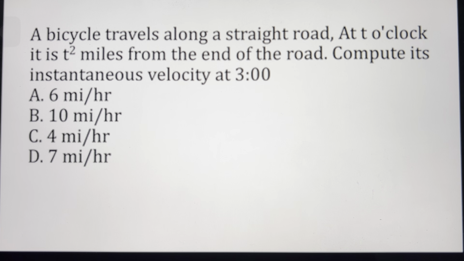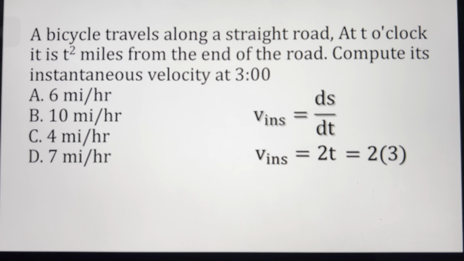And using the same question, compute its instantaneous velocity, and the instantaneous velocity is the first derivative. So t squared, so the first derivative will be 2t. We need to find the instantaneous velocity at 3 o'clock. So when t is 3, this will be 6 miles per hour.